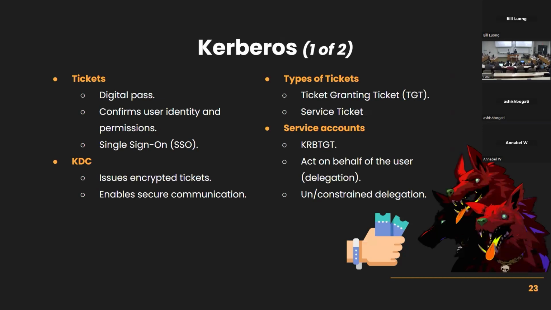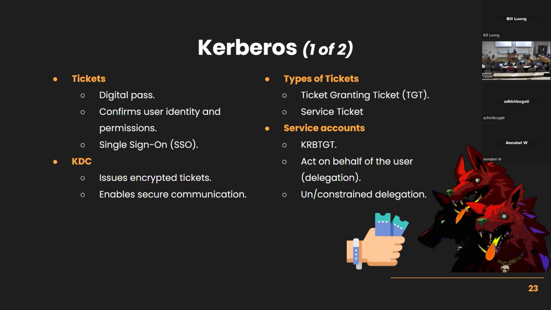And this is another huge part of Active Directory. It's called Kerberos. It deals in the form of tickets. If you're trying to access a service, imagine you're trying to ride a train, you need a ticket to ride the train. Same thing with services. If you want to use that service, you need the ticket, which can also be considered a digital pass. This confirms the identity and permissions for that user, and it also enables single sign-on.